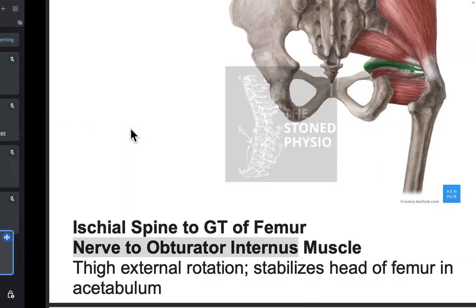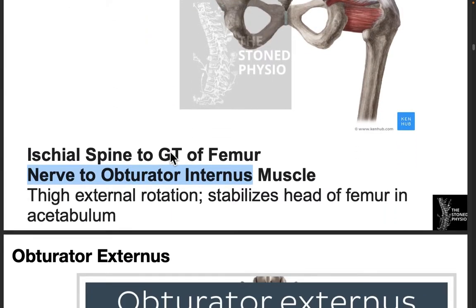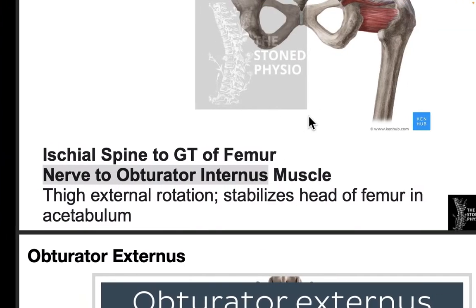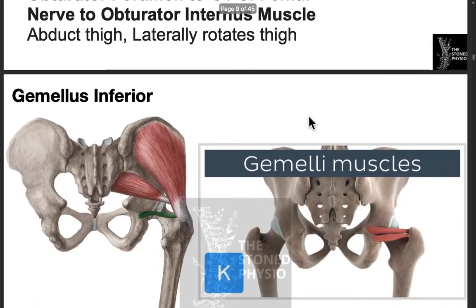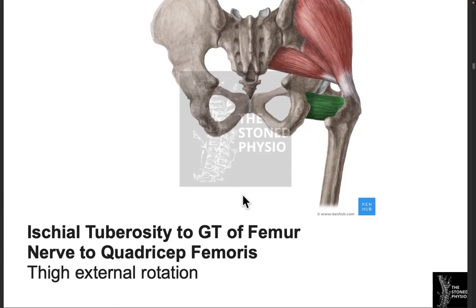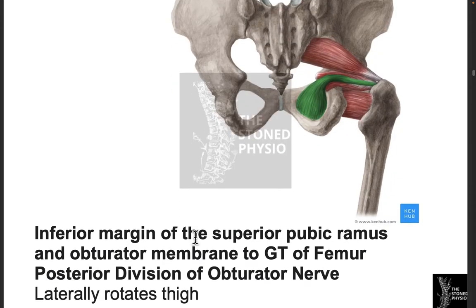Now I think out of these muscles we have talked about four muscles. We have talked about the obturator externus and internus, the gemellus superior and gemellus inferior, and also the quadratus femoris and the nerve to quadratus femoris. We have talked about the quadratus femoris nerve supply as well. Now, which muscle is left?